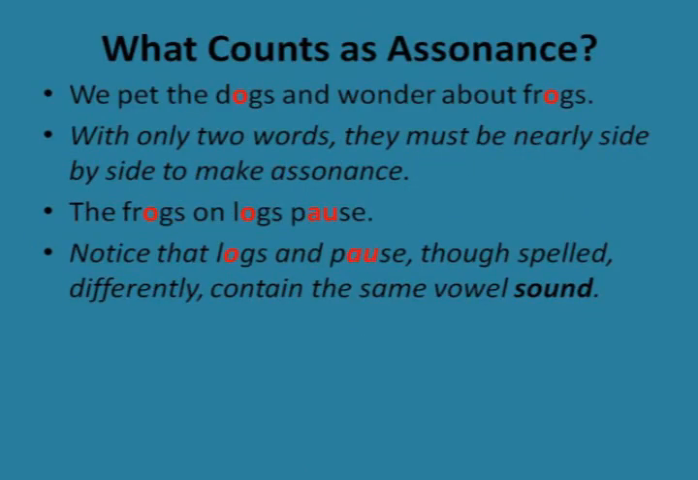What counts as an assonance? "We pet the dogs and wonder about frogs." Another one is "the frogs on the log's paws." Notice that logs and paws, though spelled differently, contain the same vowel sounds. I know you know this, but sometimes when you're asked to write an assonance, people forget about it. Like, the AU is a vowel digraph. It's a blend. Two vowels make one sound.